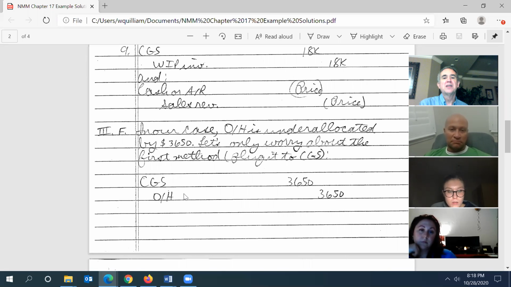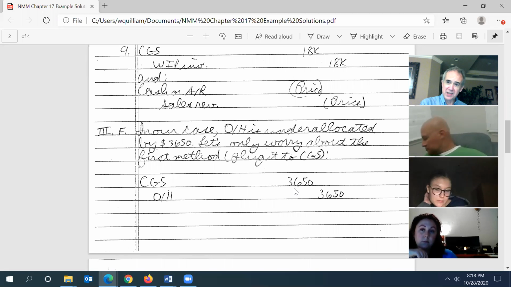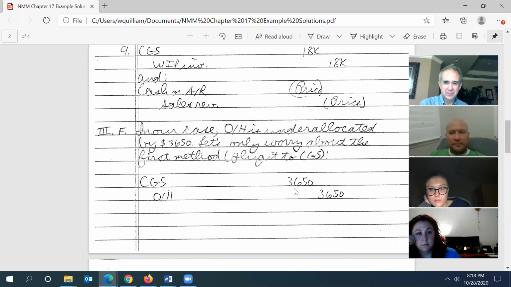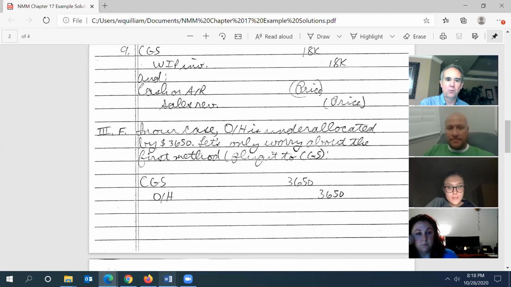Under the other methods, it will allocate part of this 3650 to finished goods inventory and to work in process inventory as well, as we're saying those accounts are stated too low. Does that make sense? Again, more about that if you take upper division cost, and I know you will be, Amber. You will have no trouble with them. Okay. Questions so far? All right.